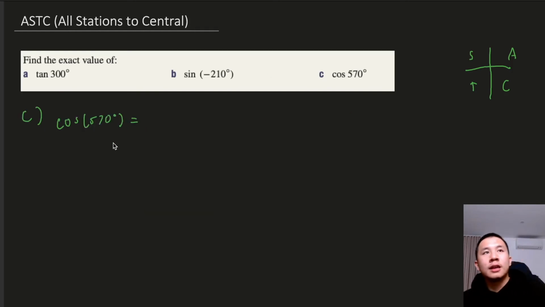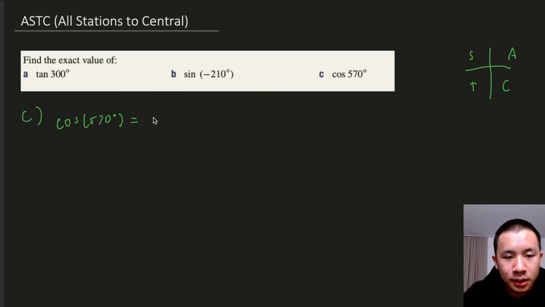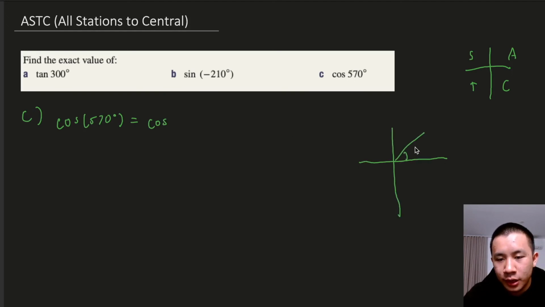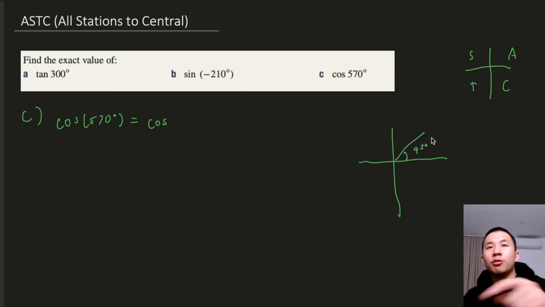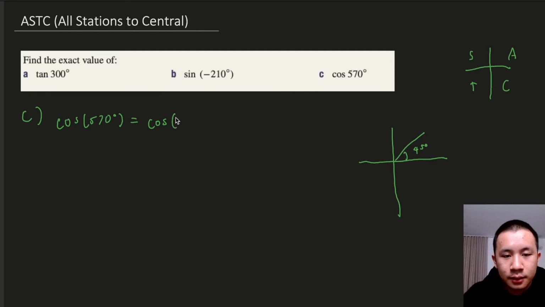Alright? Now this one's a bit weird because 570 is bigger than 360. But you can just minus 360 from this. If you minus 360 from this, it's still the same thing. Because, for example, if you had 45 degrees here and you rotated this ray 360, it's still the same thing. It does not change at all. So I can just minus 360 from this, and if I do that, I should get 210.